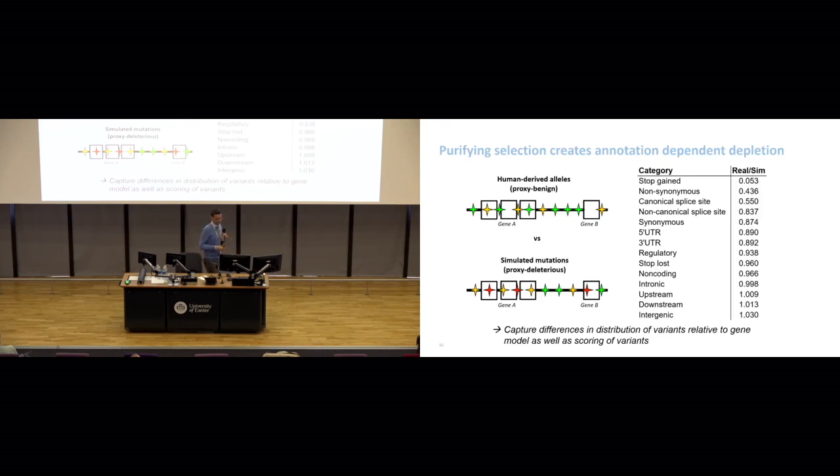So here you see it for categories produced by Ensembl Variant Effect Predictor. And you see that there's a 20-fold underrepresentation of stop-gain variants, for example, in our human-derived versus our randomly drawn mutations. So that meaning, right, that purifying selection just causes variants to be missing from constrained regions.